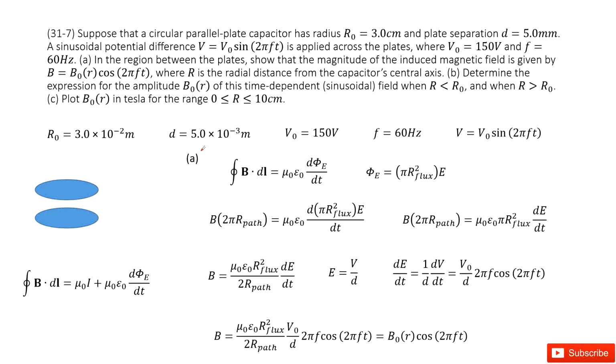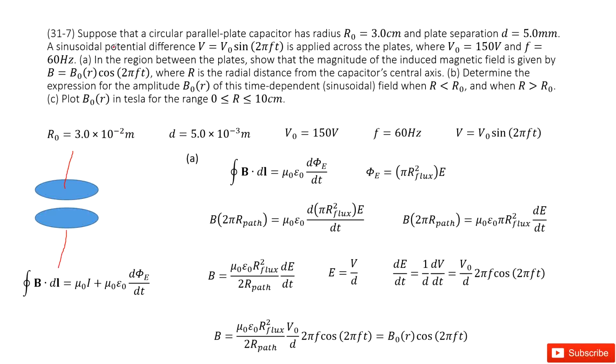Let's look at problem 7 in chapter 31. Chapter 31 is about Maxwell equations and electromagnetic waves. So there we have a circular plate capacitor. It looks like this one, right? And the capacitor's quantities, radius and separation, are given.